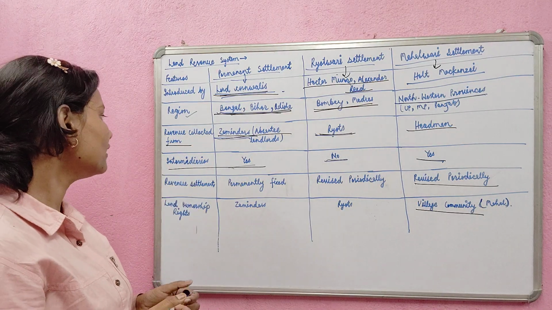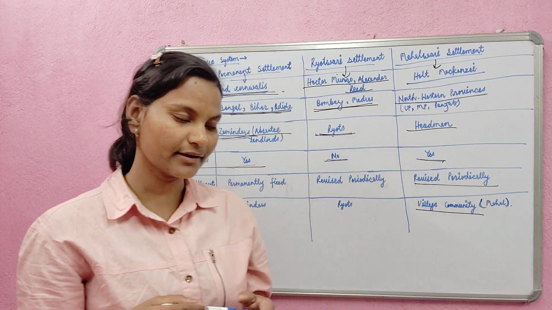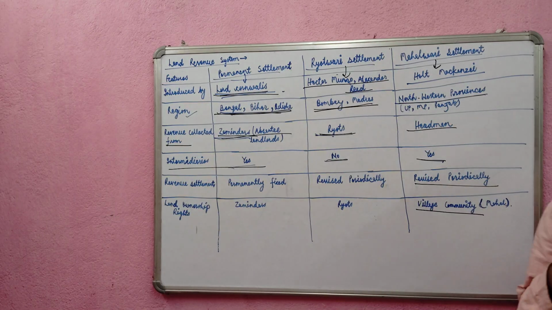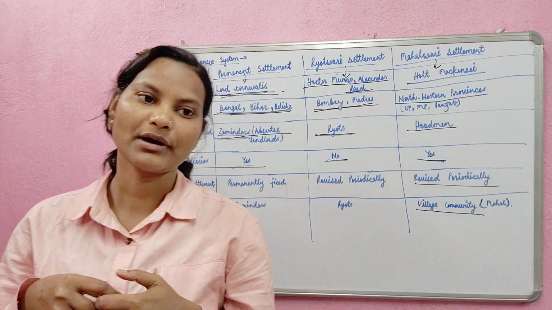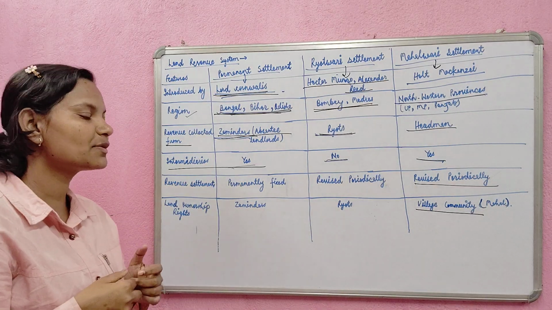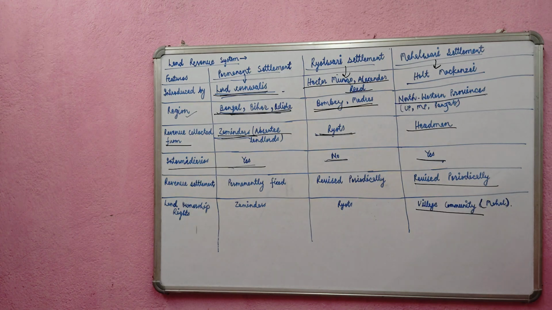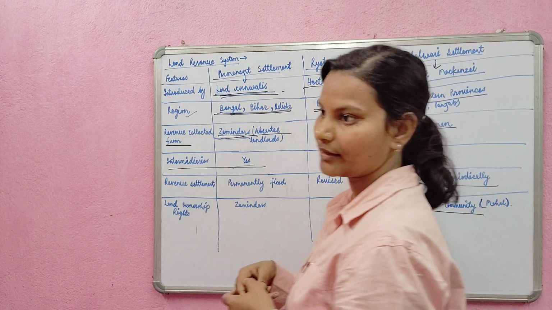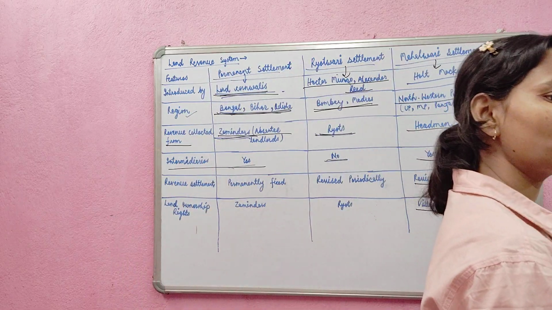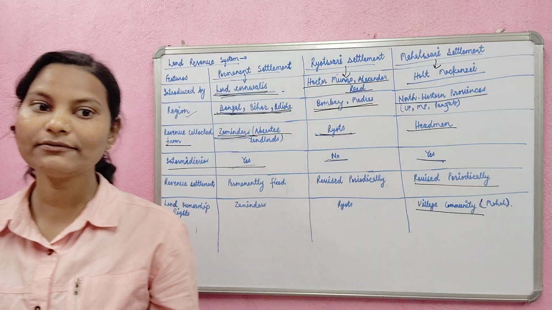So here the Zamindars were intermediaries. If a question is asked, were there intermediaries in the Permanent Settlement? Yes, there were intermediaries in the Permanent Settlement. The revenue settlement was permanently fixed. And the land ownership right was in the hand of Zamindars, not farmers.